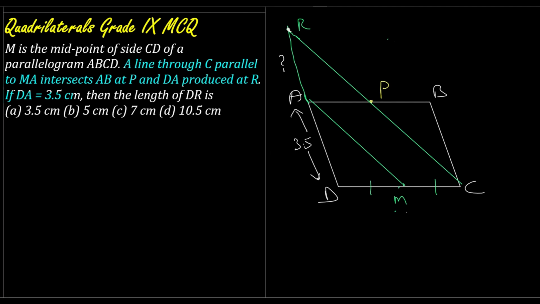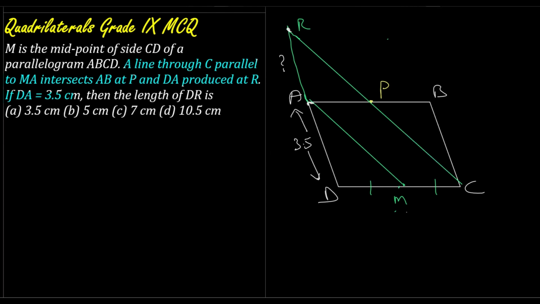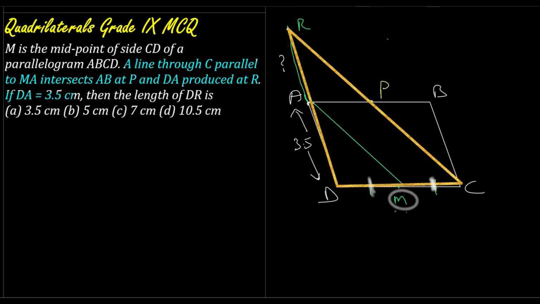Now, the property which we are going to apply here is the converse of the midpoint theorem. For that, you have to consider this triangle. Let me show you the triangle I'm talking about. So I'm taking this triangle. In this triangle, we know that M is the midpoint of DC for one side, and this line, that is MA, is given parallel to CR.